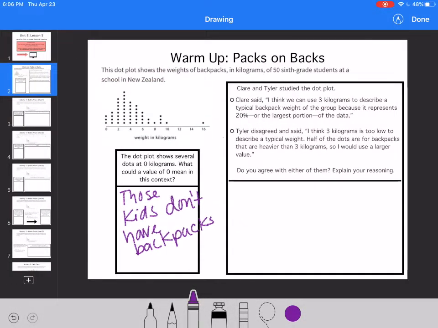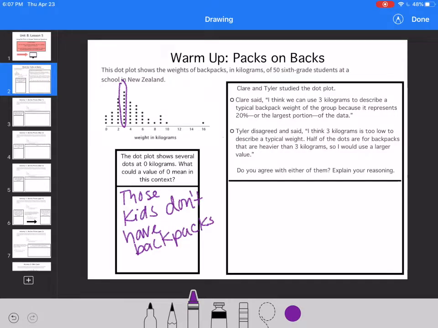So then it says, Claire and Tyler studied the dot plot. Claire said that I think we can use 3 kilograms to describe a typical backpack weight of the group because it represents 20% or the largest portion of the data. So that would be right here. Tyler disagreed. He said 3 kilograms is too low to describe a typical weight. Half of the dots for the backpacks are heavier than 3 kilograms, so I would use a larger value. Do you agree with either of them?